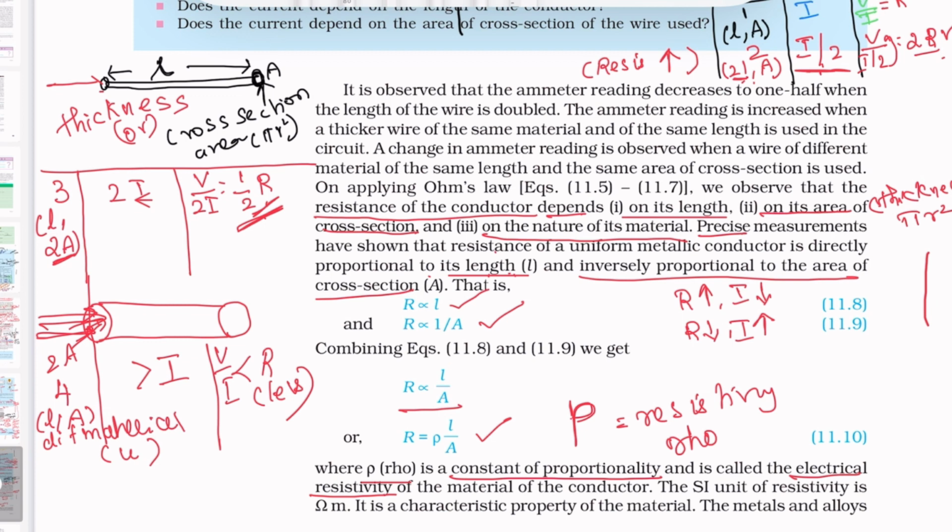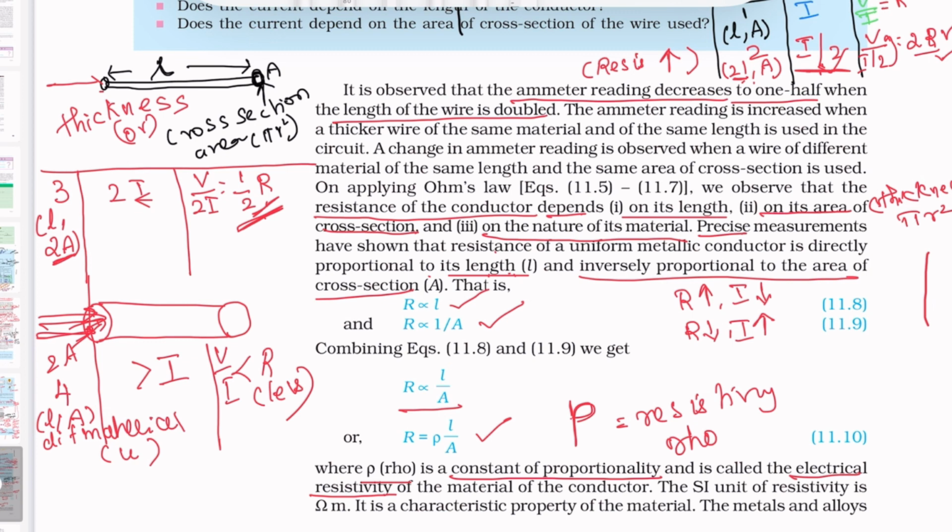Now, when I come again to the start of this page, you can see that the ammeter reading decreases. When I increase the length of the wire, the ammeter reading decreases to 1/2 when the length of the wire is doubled. That's what I have shown in the table also. When I put 2L, my current is halved and my resistance is doubled, because it is directly proportional.